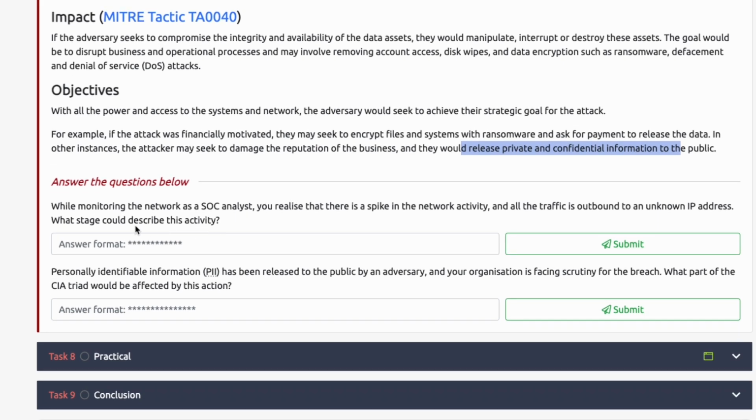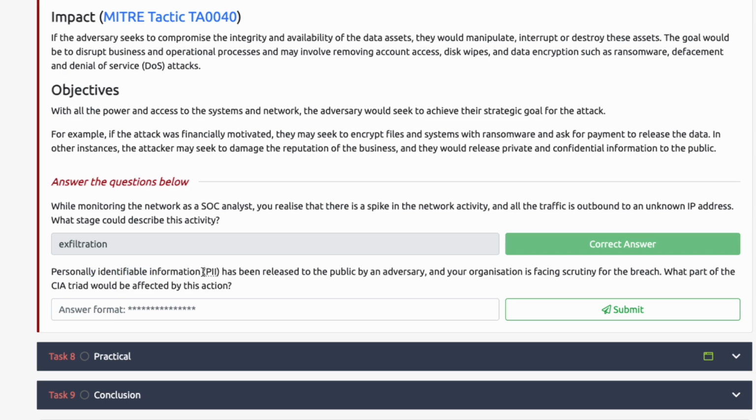That's happened a lot. So while monitoring the network as a SOC analyst, you realize that there's a spike in the network activity and all the traffic is outbound to an unknown IP address. What stage could this possibly be? And I'm gonna say that's exfiltration. They're exfiltrating data.